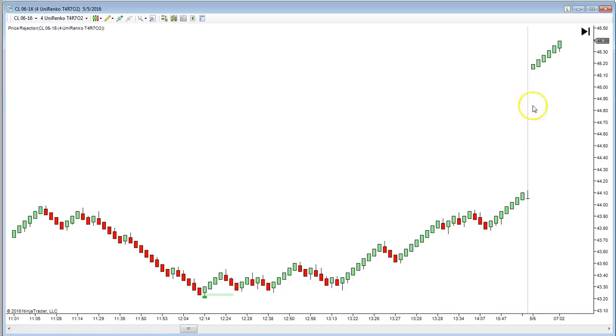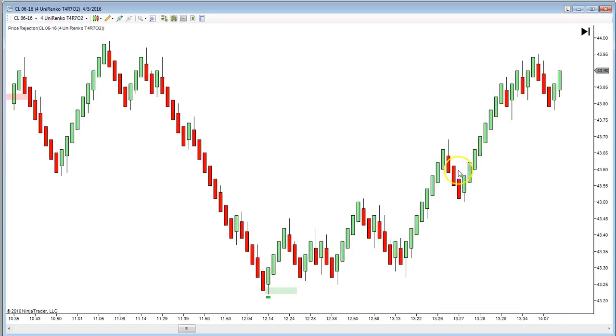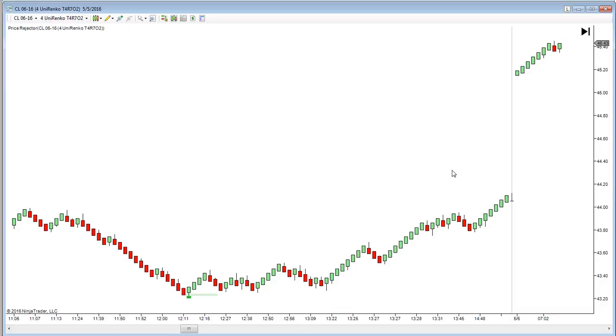Again, I'm not looking to hold it all the way to the close, but going up until 1 o'clock here. I don't like to trade necessarily after 1, but hey, if the trade is in my favor, I'm going to try and ride it out as long as I can.